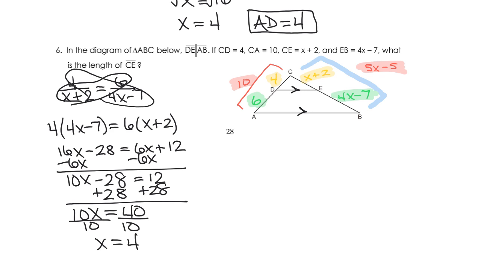However, they want to know the length of CE, so when I go back and look at my picture, CE is x plus 2, and so this ends up being 4 plus 2. Now I can tell you that CE comes out to be 6.